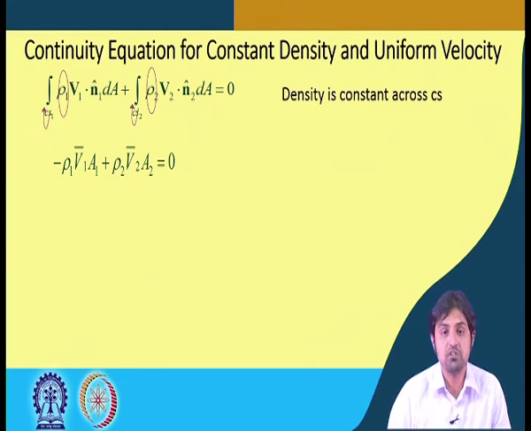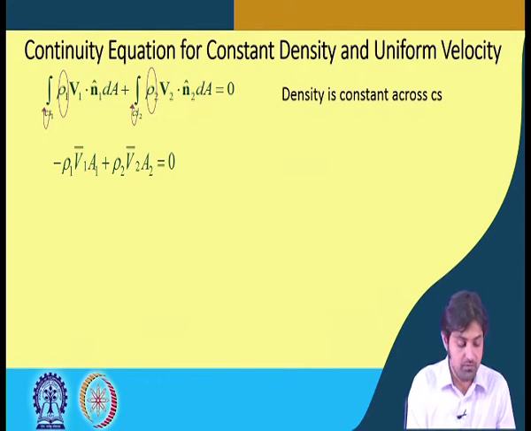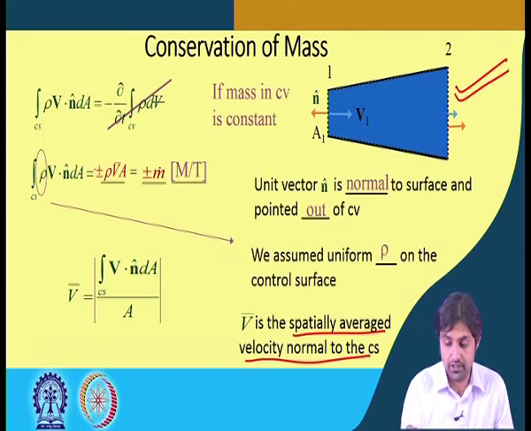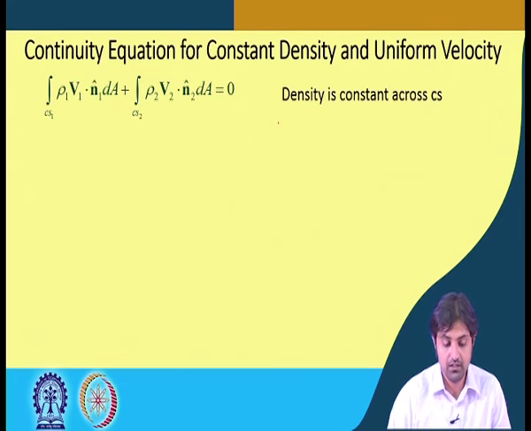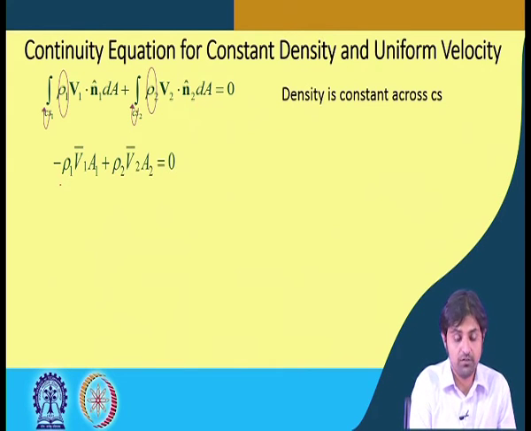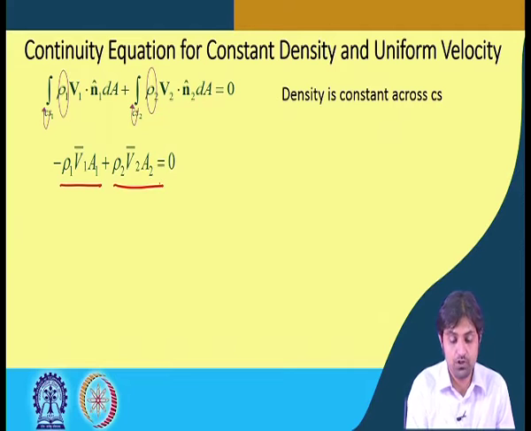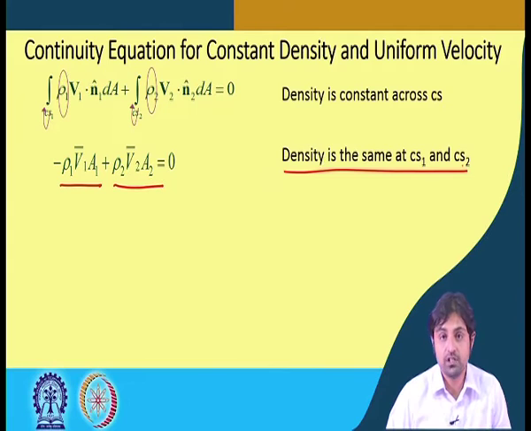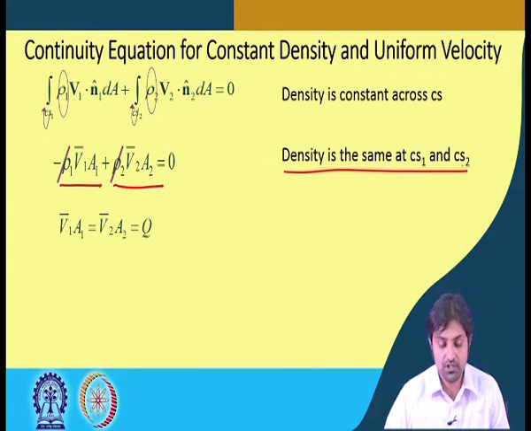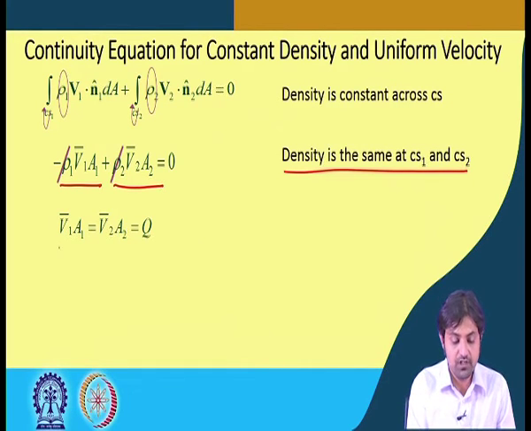So this one can be simply written as, because the vector here was pointing outward, so if we take this direction as positive, this n1 will be negative, I mean the vector n will have a negative sign as shown here: minus rho 1 v1 A1 plus rho 2 v2 A2 is equal to 0, because the density is the same at cross section 1 and cross section 2. So rho 1 and rho 2 we can take out because it is the same. So this gives us v1 A1 is equal to v2 A2 is equal to Q.